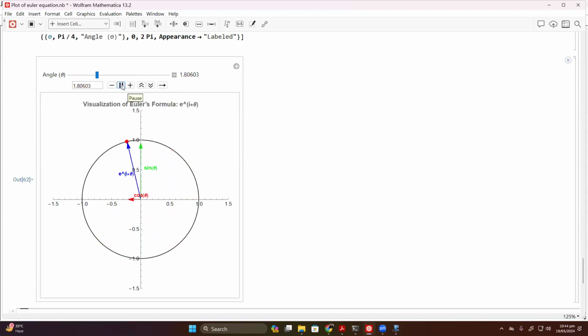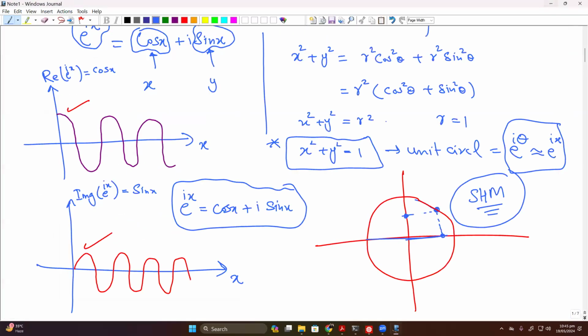So this is how we can visualize this function, and we can go in steps just like this, and similarly this way. So this is just to give you a connection between Euler's formula and simple harmonic motion on a circle, or uniform circular motion in a circle.